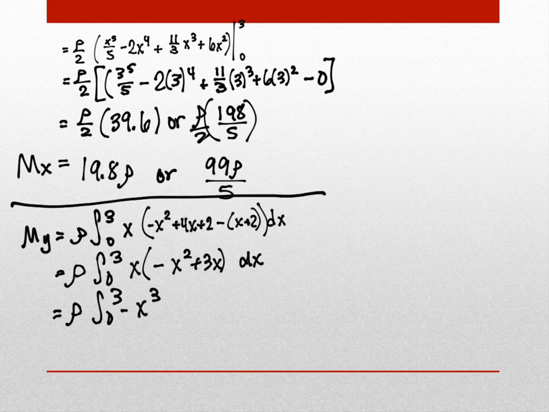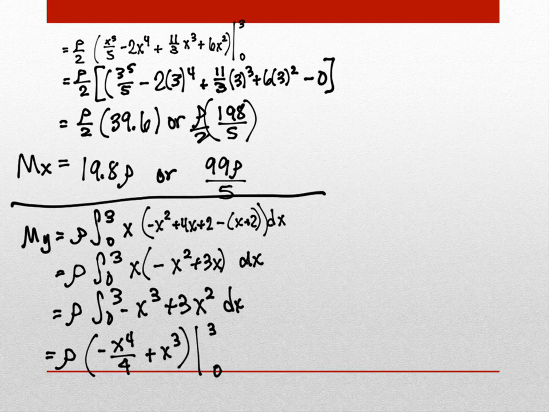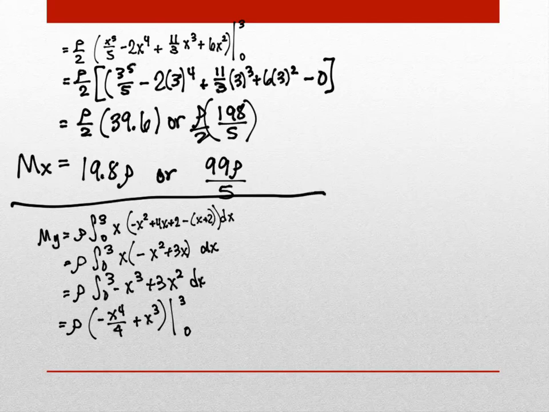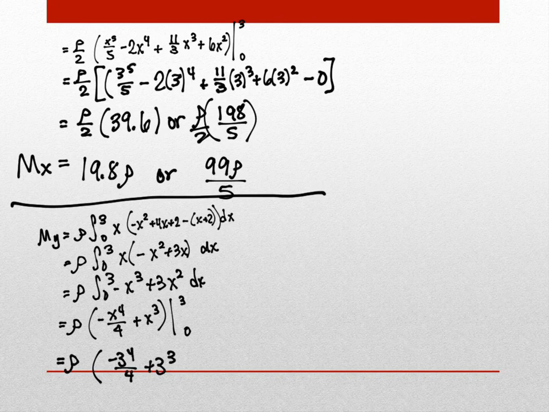So it's negative x cubed plus 3x squared dx. What is the antiderivative of negative x cubed? Yep, negative x to the 4th over 4. And the antiderivative of 3x squared? X cubed. Evaluating at 3 down to 0. Okay, so we'll plug in 3. So we're going to have negative 3 to the 4th over 4 plus 3 cubed. And then once again, we have minus 0 at the end for evaluation at 0.